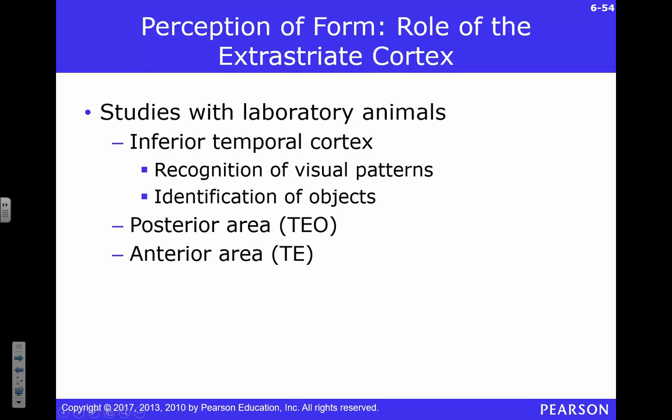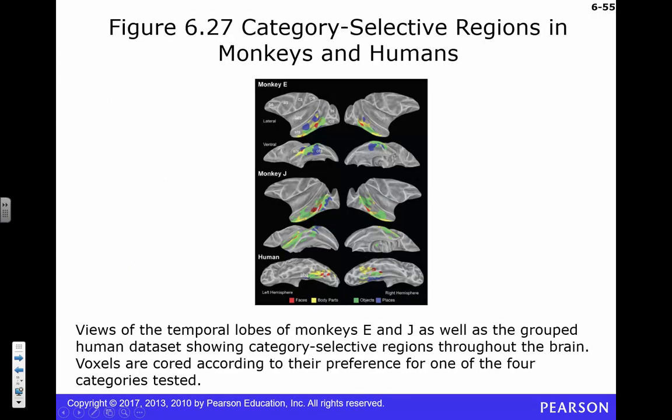So these are other areas that handle form. I'm not going to ask you about those, but you can do similar studies. This is actually a monkey brain.